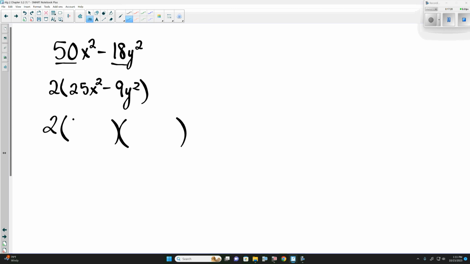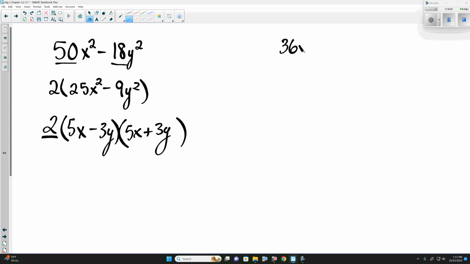It's going to be what? Because 25x squared would be 5x and 5x. 9y squared is 3y and 3y. Plus and minus. We had to factor out that greatest common factor of 2 to get there. Because without it, it is a difference of perfect squares. With that greatest common factor of 2, it does cause some errors.